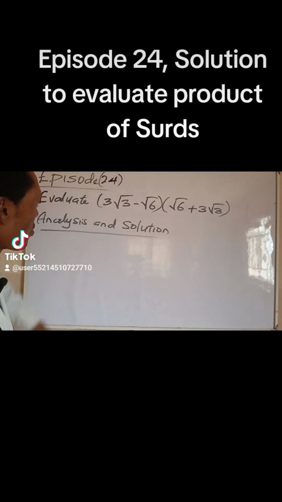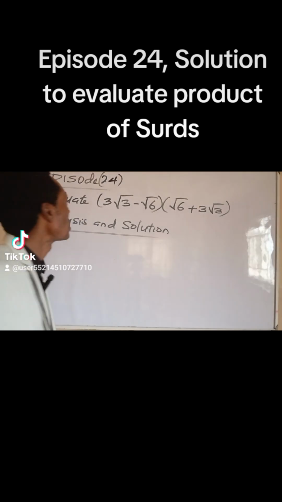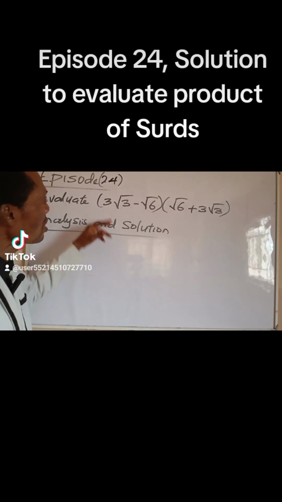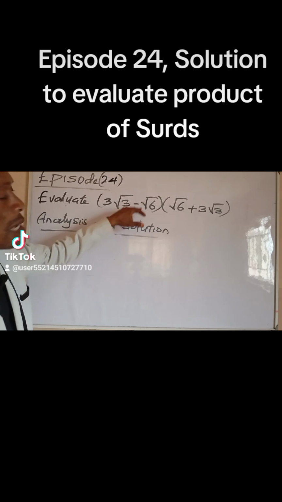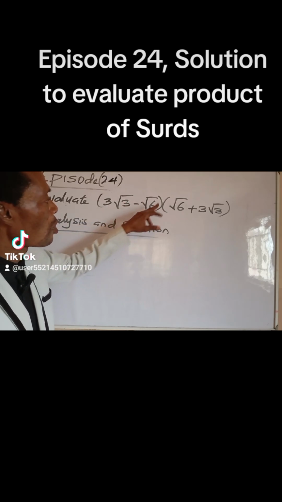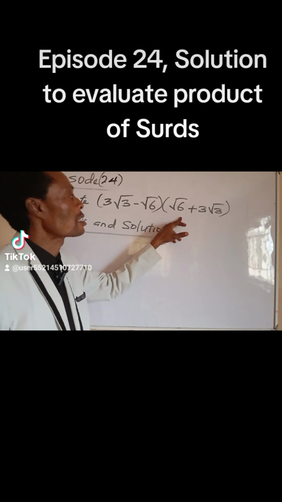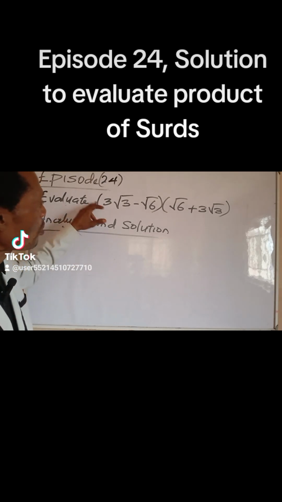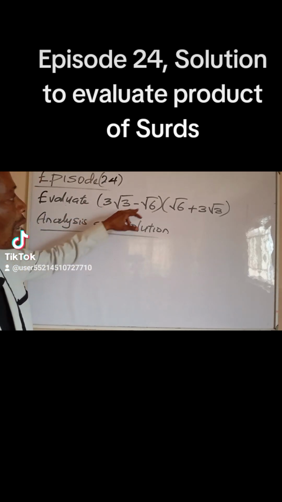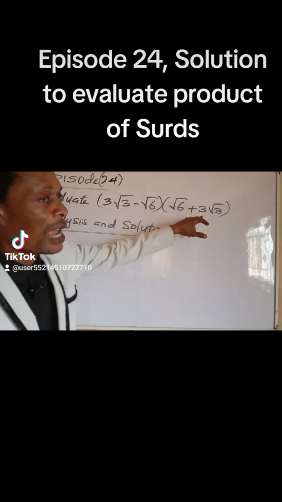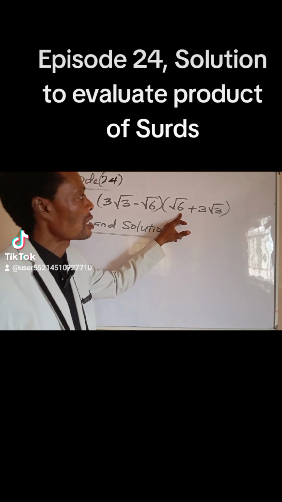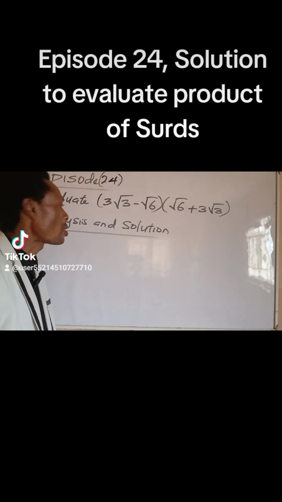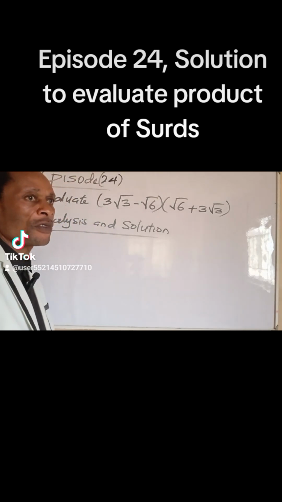Episode 24. So, what does the question say? Evaluate (3√3 − √6)(√6 + 3√3). And this is a surd. This is a surd, the product of surds.